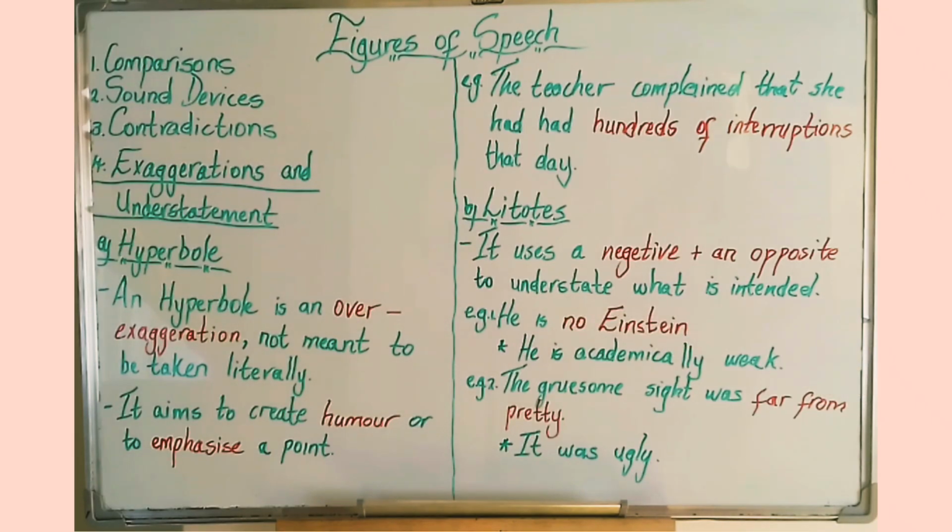He is academically weak. That's what it means. And then example number 2, the gruesome sight was far from pretty. So gruesome sight already tells us it's a negative. And pretty tells us it's a positive. So this is a litotes because it means that it was ugly.